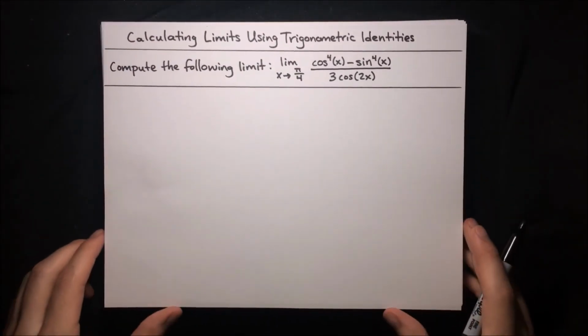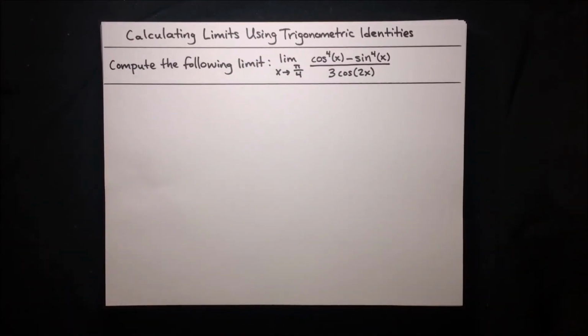Here's the next problem. We want to compute the limit as x approaches pi over 4 of cosine x to the 4th power minus sine of x to the 4th power, that quantity divided by 3 cosine of 2x. So again, if we try to substitute in pi over 4 for x, we're going to get the form 0 over 0. And you can check that yourself if you'd like. So since we've got indeterminate form, we have to manipulate the limit a bit. We have to simplify it before we try to plug in pi over 4 again.